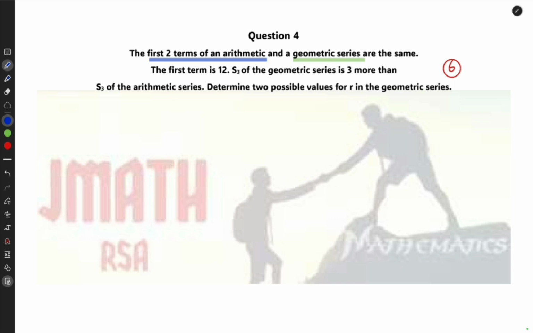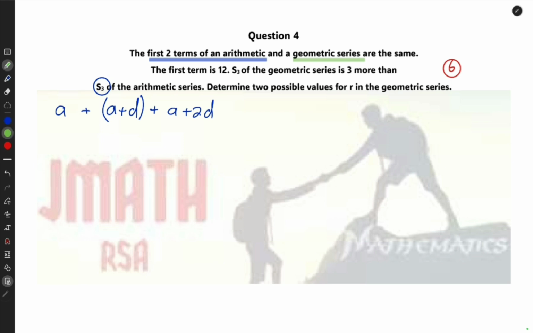Okay, so firstly, my arithmetic series I am going to make blue. The first two terms for both are the same. So the first term for an arithmetic series is a. The second term would be a plus d. And the third term would be a plus 2d. Okay, so they're only talking about S3 in this case. So let me just keep with my colors. Okay, so that is S3 for the arithmetic.